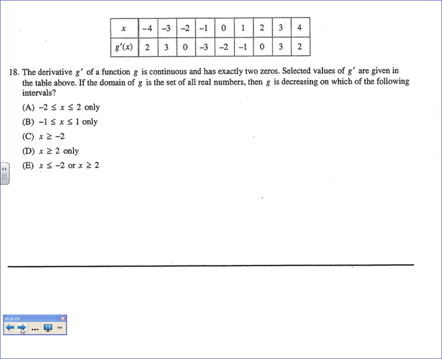The next problem, number 18, we're given a table of values. We're given x and its derivative at each of those moments. And we're told that the related function G is continuous and has exactly two zeros, and selected values of its derivative are given in the table above. If the domain of G is the set of all real numbers, then G is decreasing on which of the following intervals? Well, if G is decreasing, it implies that G prime is negative. So I look to this table and it seems to me that it's in the interval between negative 2 and positive 2 that the function is decreasing.